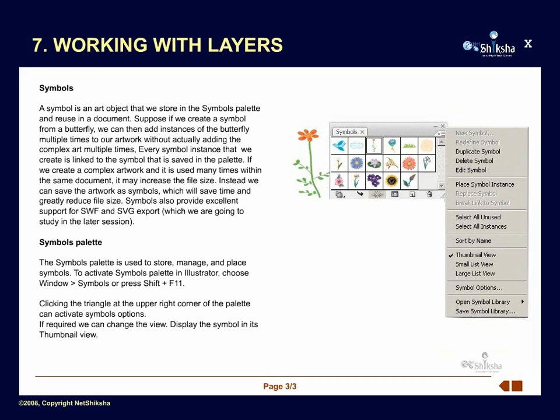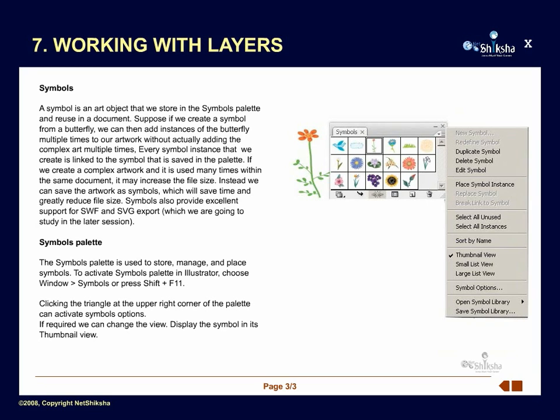Symbols. A symbol is an art object that we store in the Symbols palette and reuse in a document. Suppose we create a symbol from a butterfly, we can then add instances of the butterfly multiple times to our artwork without actually adding the complex art multiple times. Every symbol instance that we create is linked to the symbol that is saved in the palette.